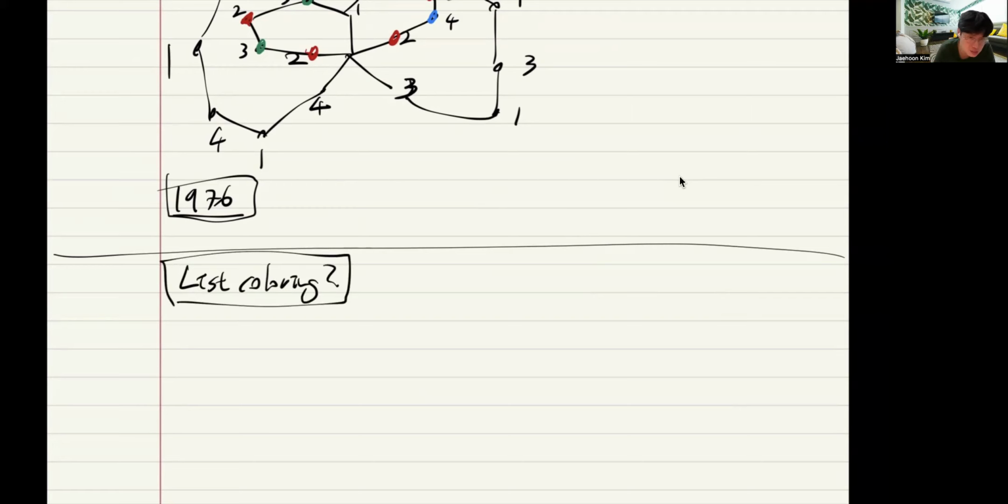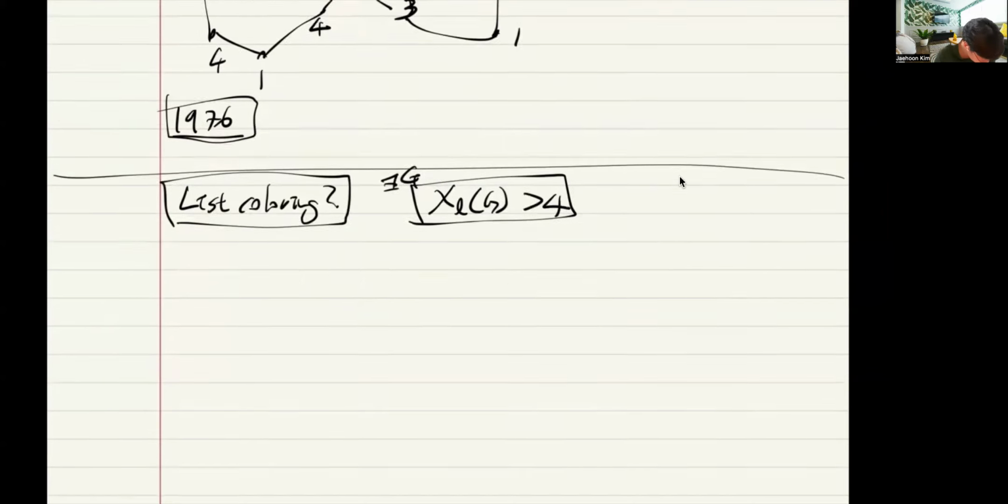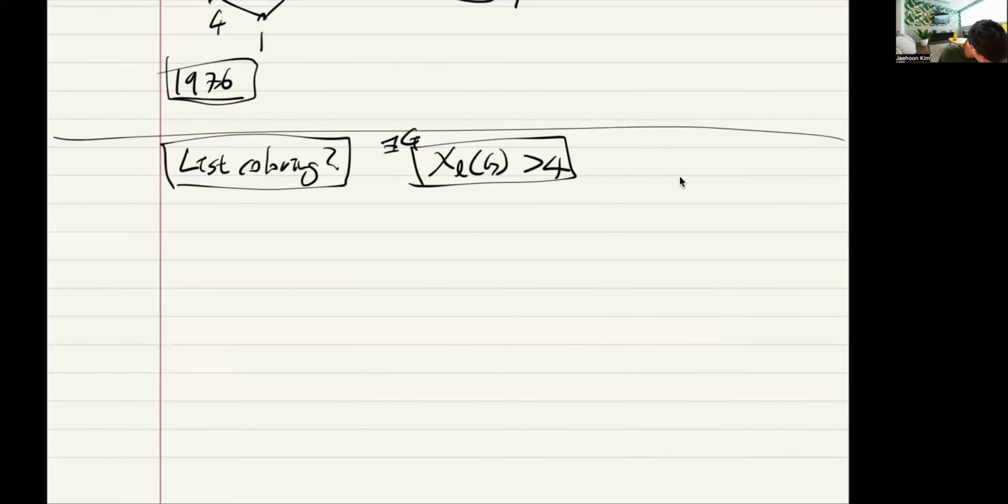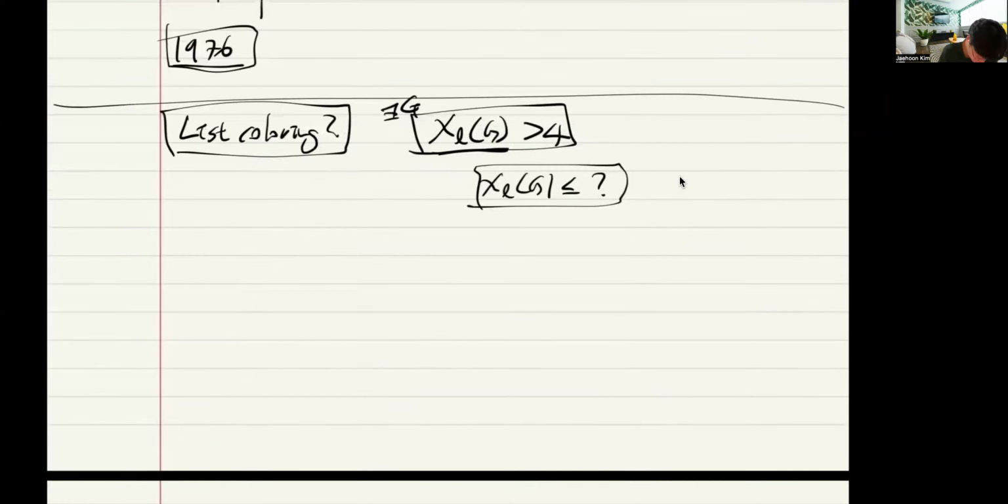We can actually find some planar graph which is not four list colorable, whose list chromatic number is 5. We can find a planar graph G such that this holds. Then the natural question is, what's the best upper bound on this list chromatic number for all planar graphs? And Thomassen proved that every planar graph is actually 5-list colorable.